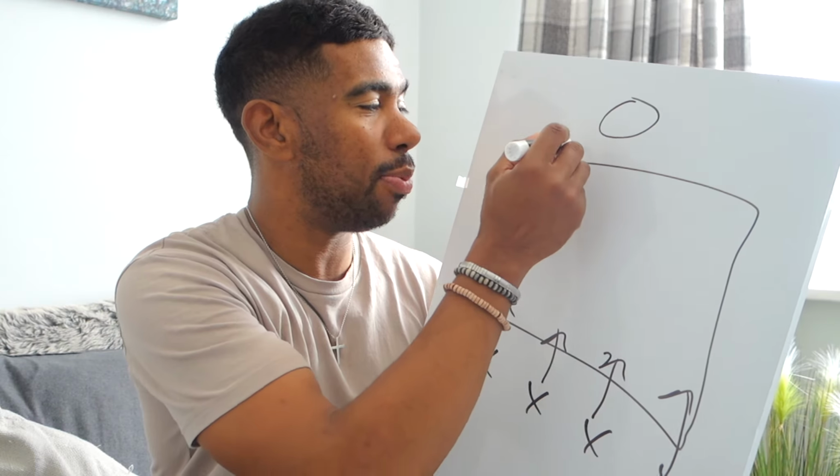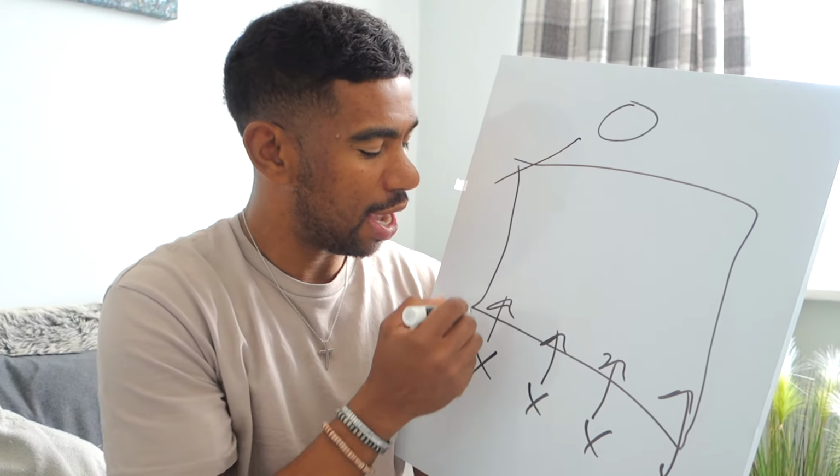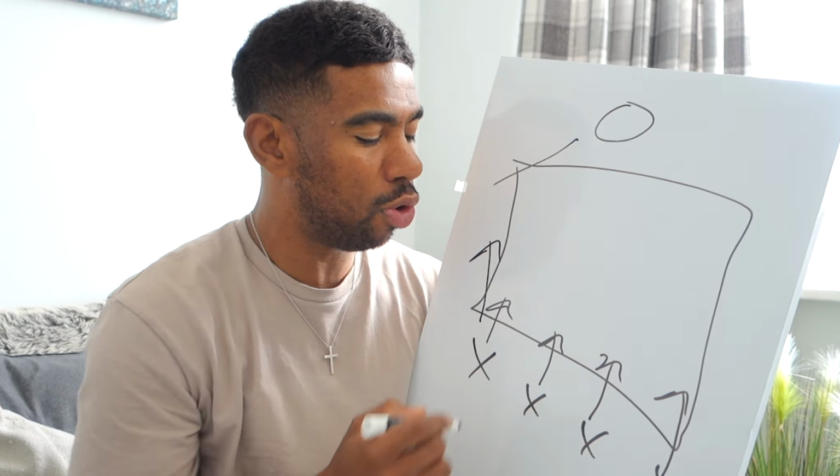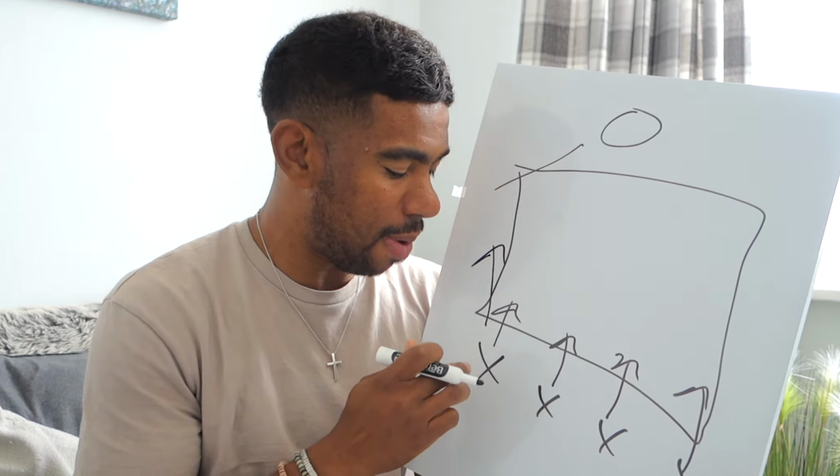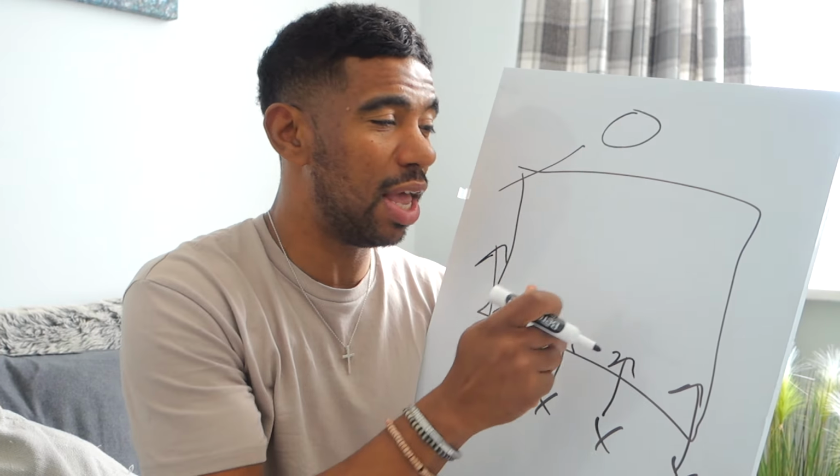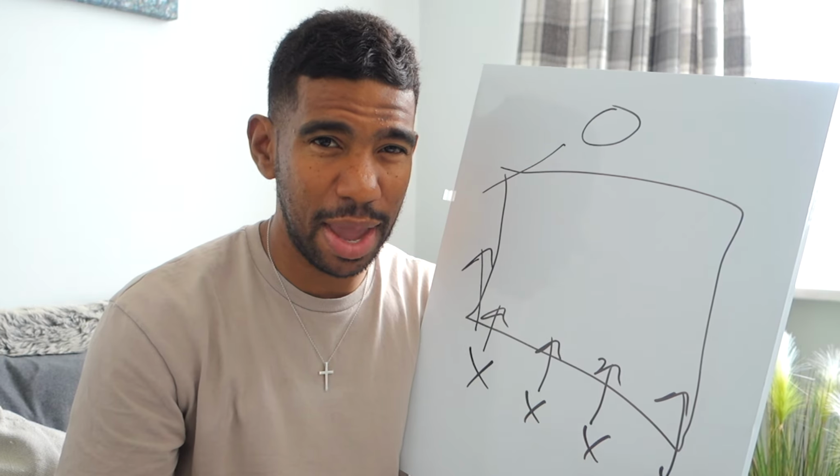So if the ball's there and the ball comes out to our winger here, for instance, can our left back then be in a position where he can support them? He can only do that if he's thinking about where his position is, where the ball is, and where the space is. How can he affect that space?